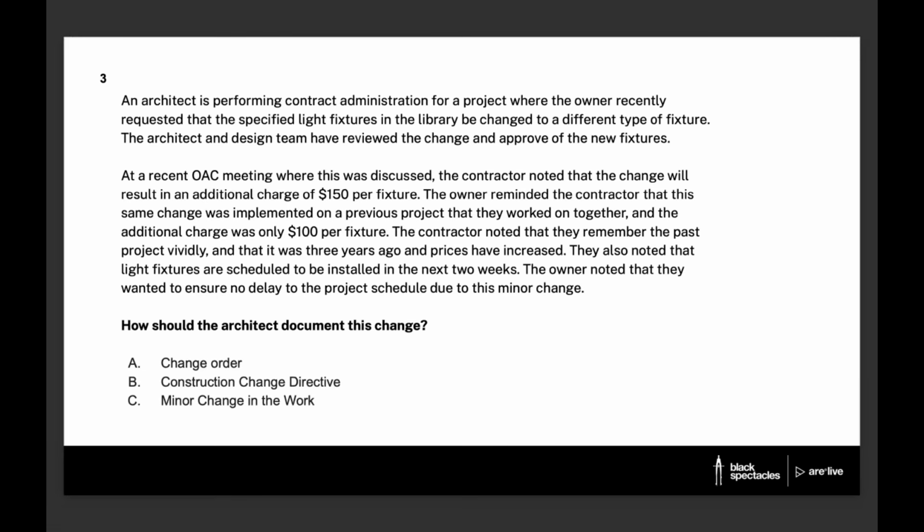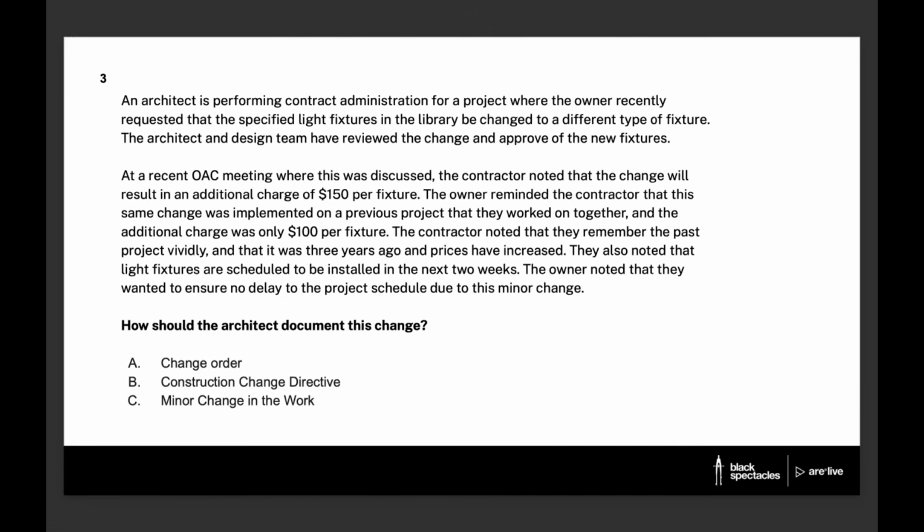Finally, you've got a minor change in the work. This one's different from the previous two in that it does not affect the cost of the project or the schedule. So maybe you're changing a paint color before painting has begun, or maybe you're changing a paint color during the foundations phase of a project. There's really no argument that one paint color is going to be more costly than the other, and it should not be affecting the contractor's schedule. So minor change in the work is what it sounds like. It's minor and it doesn't affect schedule or cost.